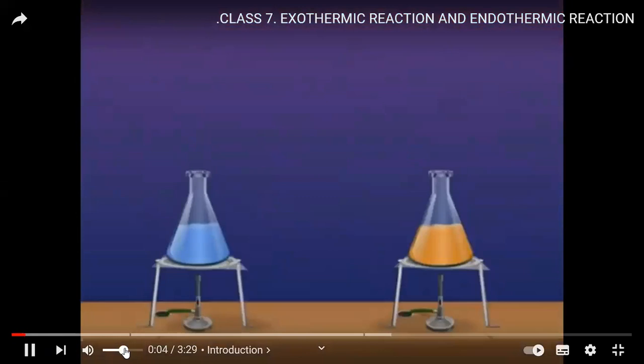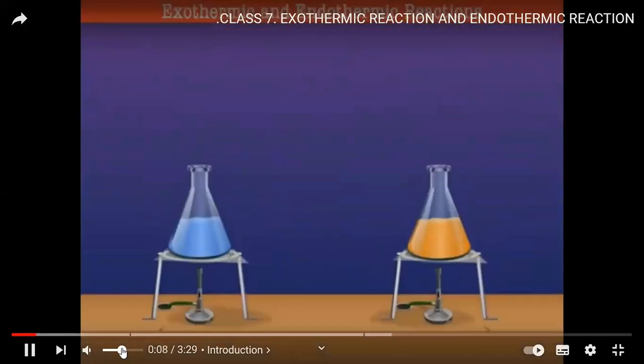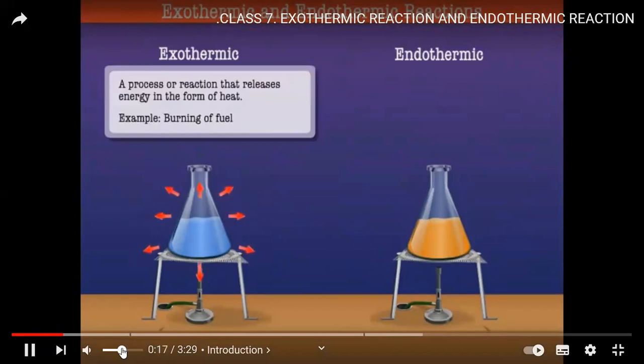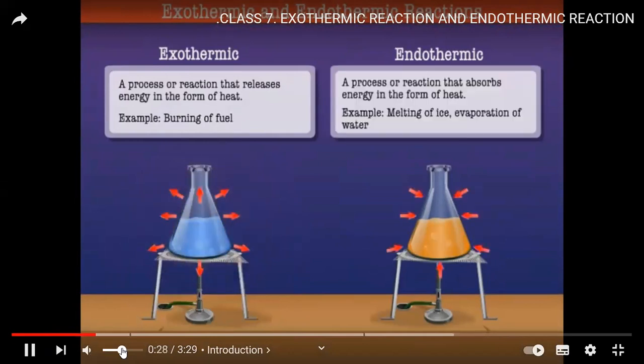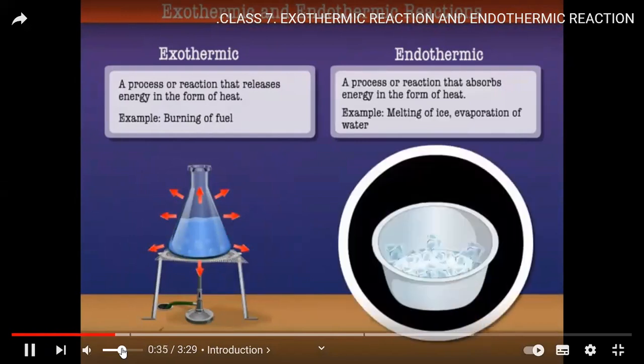Depending on the absorption or evolution of heat energy, we can classify reactions into two types: exothermic and endothermic reactions. Exothermic reaction describes a process that releases energy in the form of heat. Burning of fuel is exothermic. Endothermic reaction describes a process that absorbs energy in the form of heat. Melting of ice and evaporation of water are endothermic.